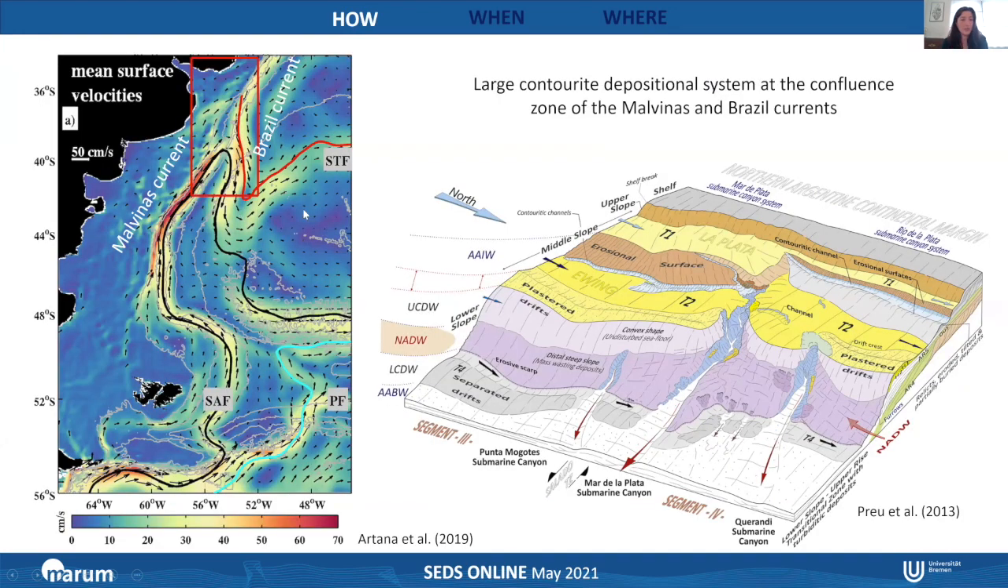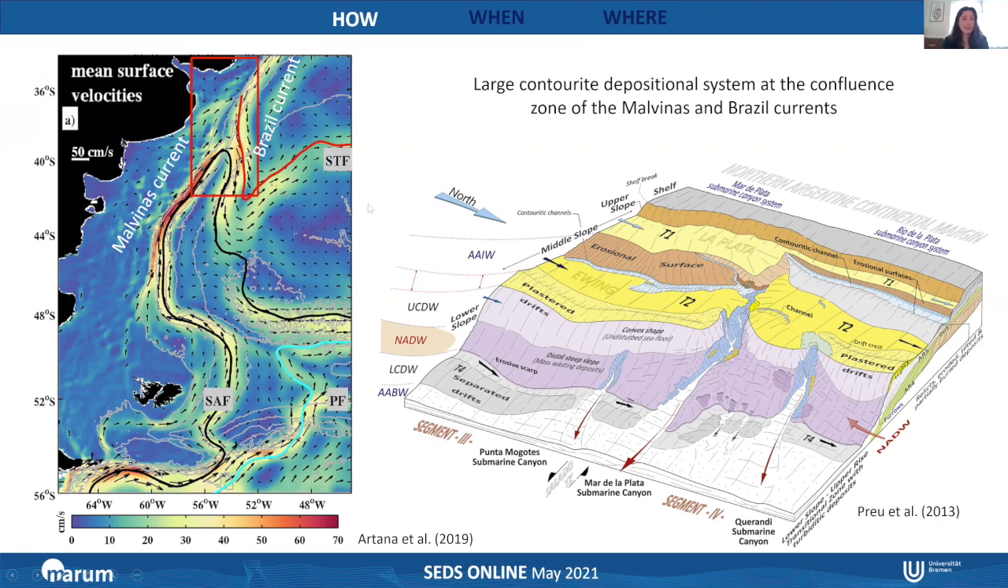So now I'm going to show you another example of some measurements that we did in the Argentina margin. This is a zone that is located in northern Argentina. It's a zone of the confluence between the Malvinas current that flows towards the north and the Brazil current that flows towards the south. And in this area, there is a huge contourite system that consists of different terraces, erosional surfaces, and plastered drifts. So it's a huge variety of contourites in this area.